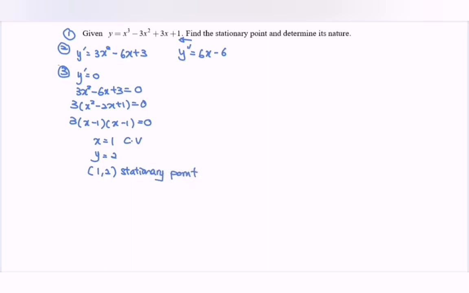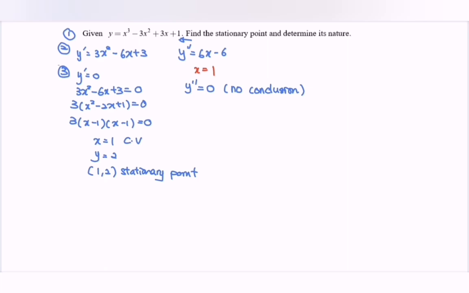Next, we have to determine the nature. So kindly substitute the situation into the second derivative. So here we have x equals 1. If we substitute, we have y double prime equals 0. So notice that from here we have no conclusion. Then we have to make use of the first derivative test.